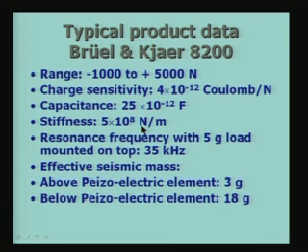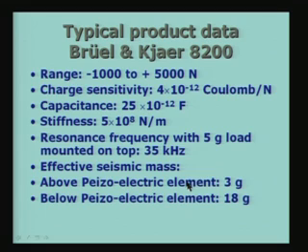So, the material itself has got a stiffness, which is the spring built into the system in that sense of the term. Resonance frequency with 5 g load mounted on top is 35 kilohertz. So, see the advantage of this particular instrument, the frequency is very high, and therefore, it is very useful for measuring even very high frequency accelerations in this particular case.